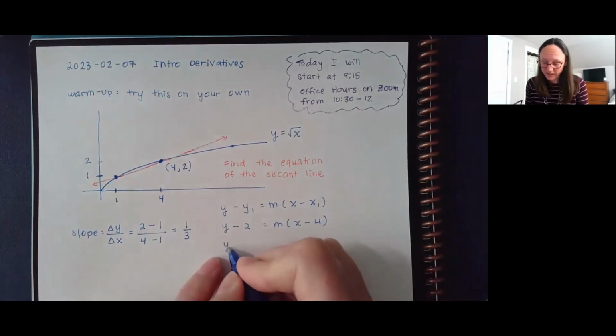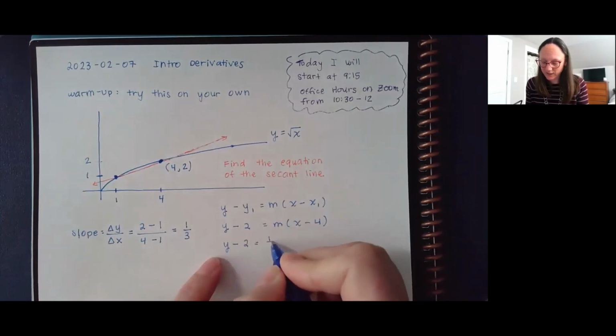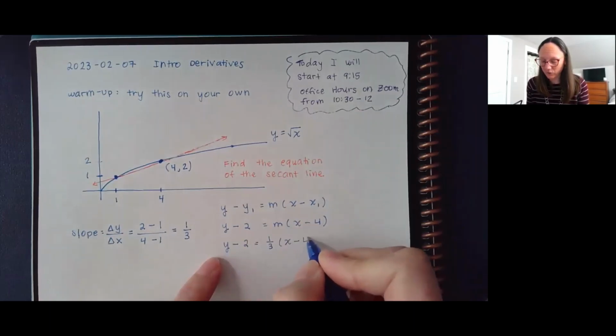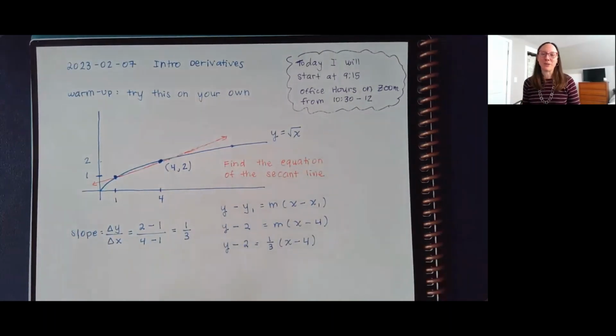So my equation for the secant line I could write as y minus 2 is equal to 1/3 of x minus 4. Now it's totally fine to leave the equation of the line this way. If it is bothering you that it is not looking like y equals mx plus b, we can do a little bit of rearranging to get there. But I'm going to go ahead and leave it alone. I'm going to pause there for a second in case there are questions about that. Great, I'm going to move on.